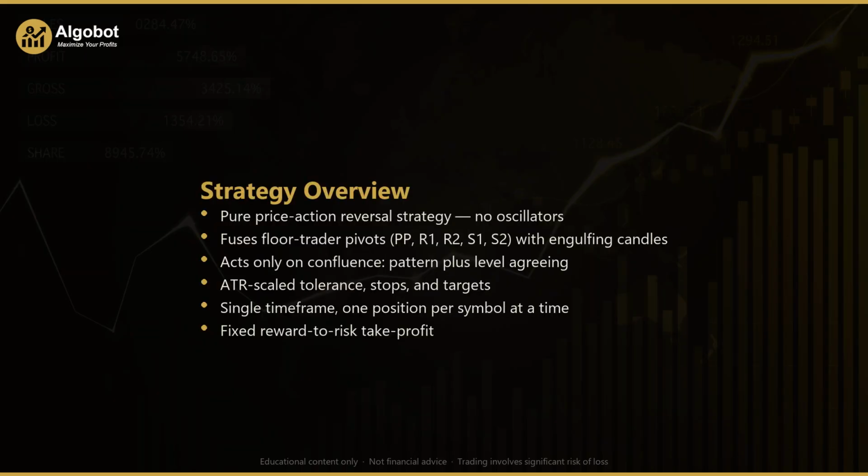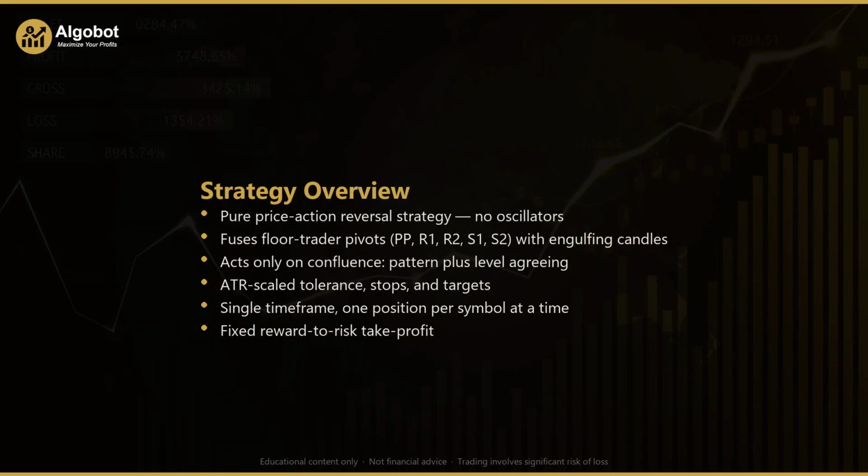Let's dive in. So what exactly does this expert advisor do? Confluence Engulfing is a pure price action reversal strategy. It doesn't lean on lagging oscillators or a stack of indicators. Instead, it fuses two well-known concepts that traders have used for decades. The first is floor trader pivots, those objective support and resistance levels labeled PP, R1, R2, S1, and S2, calculated from the high, low, and close of a recent window of bars. The second is the engulfing candle, a two-bar reversal pattern where one candle's body completely swallows the body before it.